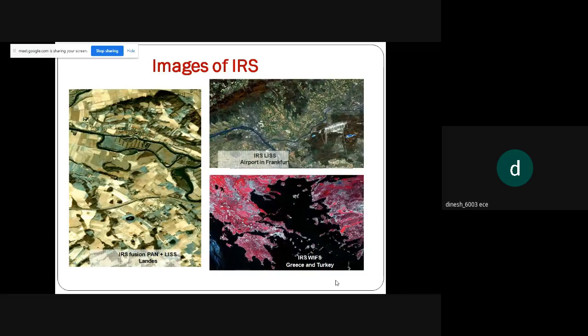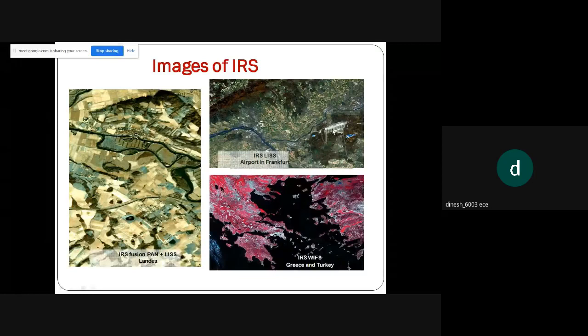So this is the image of an IRS photo being taken at different places. One is IRS fusion, PAN plus LISS. So this is the photo taken by that. You can see gray structures, green structures, ash type structures, and IRS LISS took a photograph of the airport in Frankfurt. You can see this is the airport in Frankfurt.